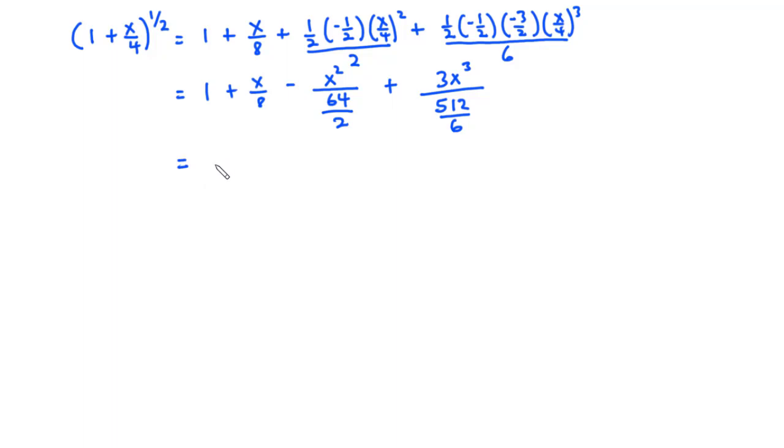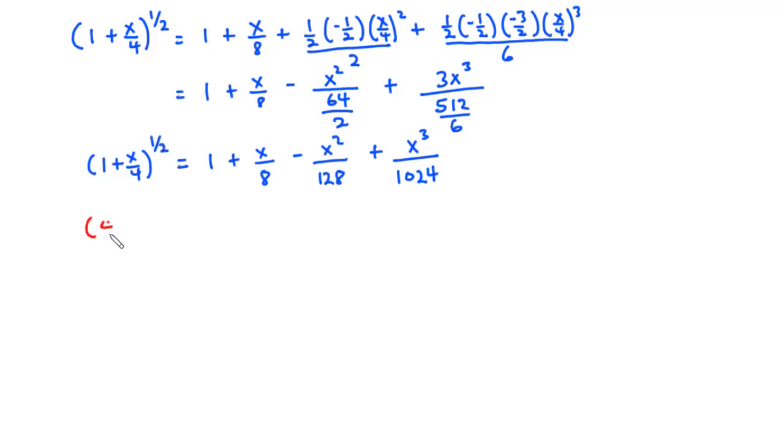So when we simplify further, we have 1 plus x over 8 minus, now x squared over 64 divided by 2 is x squared over 128, plus 3x cubed over 512 divided by 6 gives us x cubed over 1024. So this is the first four terms of the binomial 1 plus x over 4 exponent 1 over 2. Now don't forget that the binomial 4 plus x exponent 1 over 2 was simplified as 2 times 1 plus x over 4 exponent 1 over 2. So this is what we've had here.